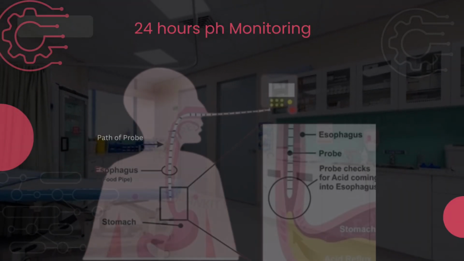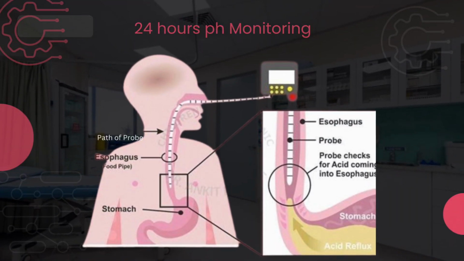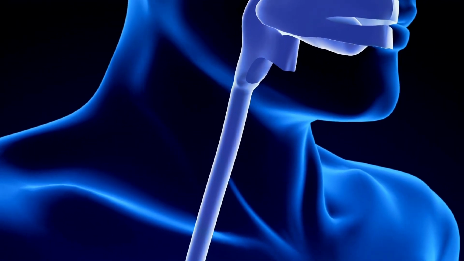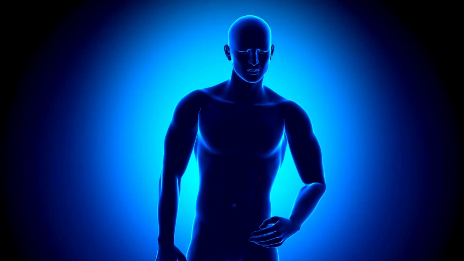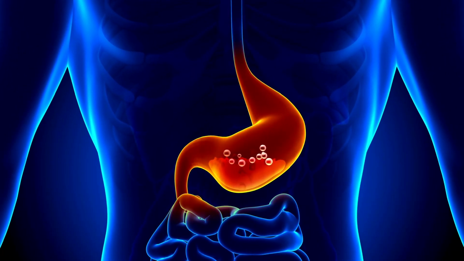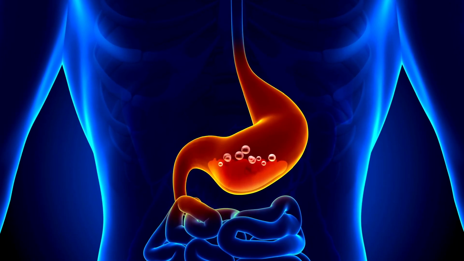The second test is called the 24 hours ambulatory pH probe test. Here also a long tube is placed in your esophagus through your nose. It will identify when and how long stomach acid is regurgitating into the esophagus.